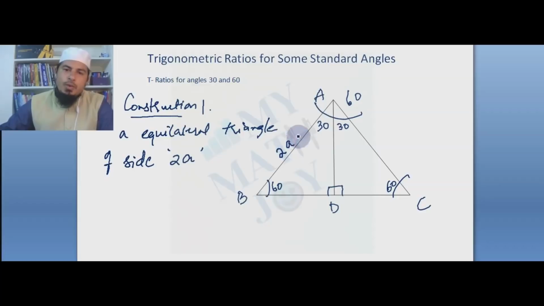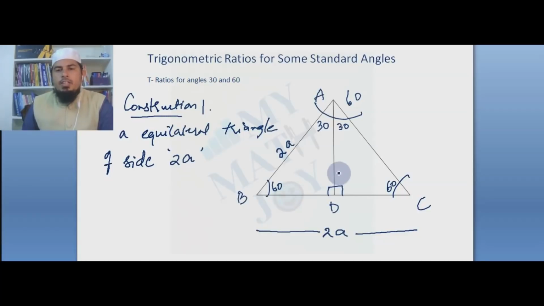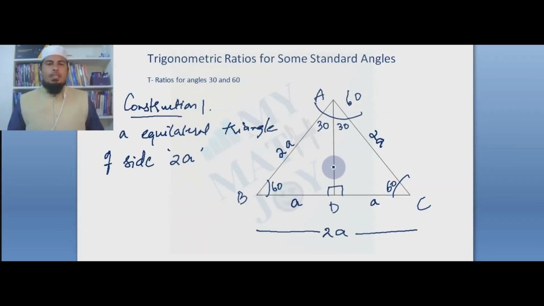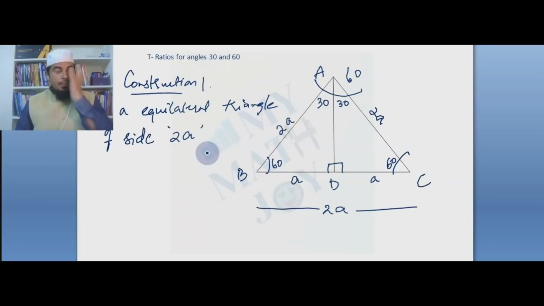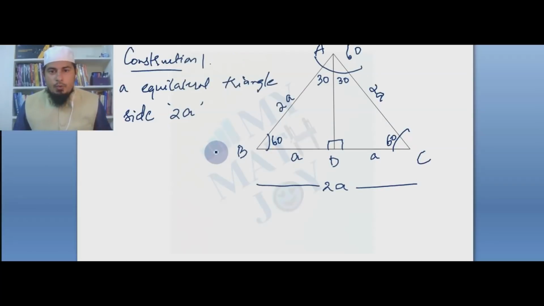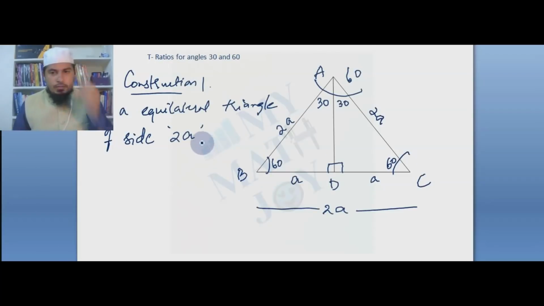This is side 2a. This complete side is of 2a, and actually the altitude, median, angle bisector, everything are the same in an equilateral triangle. That is why 2a is divided into two parts, so it is a and a. This is 2a. Okay, and altitude is drawn. Now in order to find the ratios for 30 and 60 degree, we want a right angle triangle.